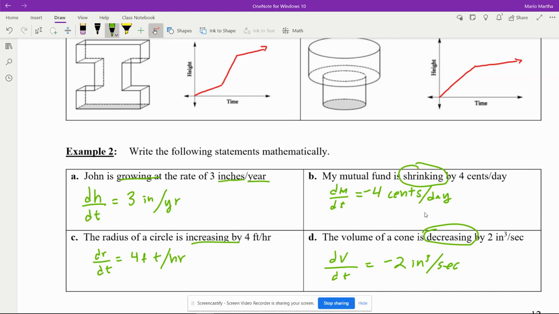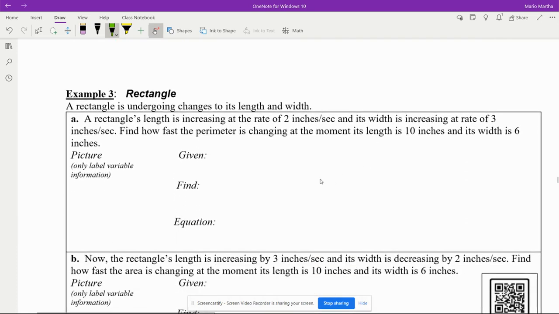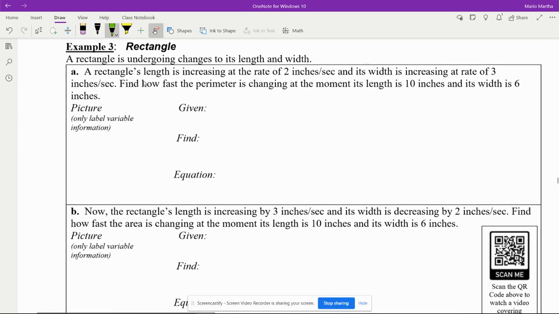Let's look at example 3 now. We have a rectangle that is undergoing changes in its length and width. The rectangle's length is increasing at a rate of 2 inches per second, and its width is increasing at a rate of 3 inches per second. Find how fast the perimeter is changing at the moment its length is 10 inches and its width is 10 inches.